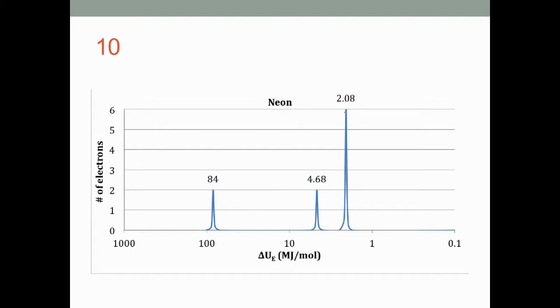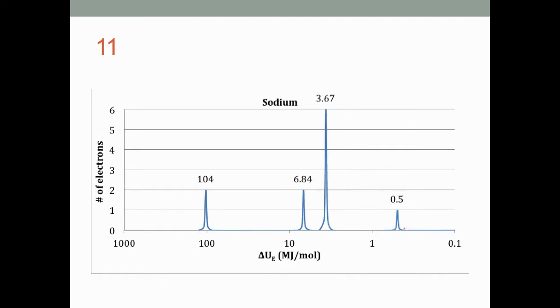So after neon, where do you expect our next element to be? We're going to sodium. Sodium's in the alkali metals. We're going to go to a whole new energy level and a whole new s orbital. So we would expect it to be down here somewhere and only 1 electron in that orbital. And notice it is. There it is.